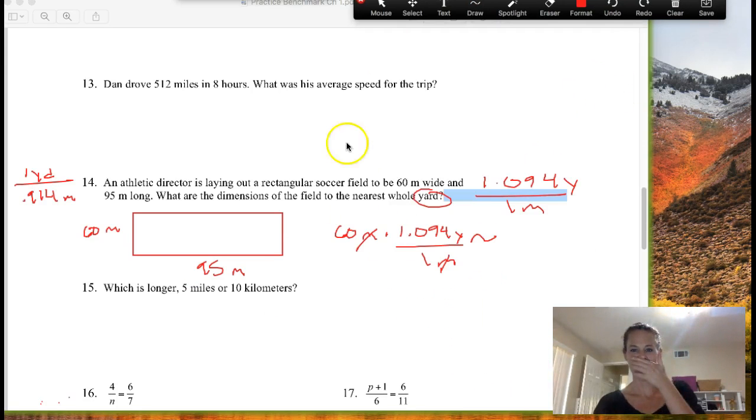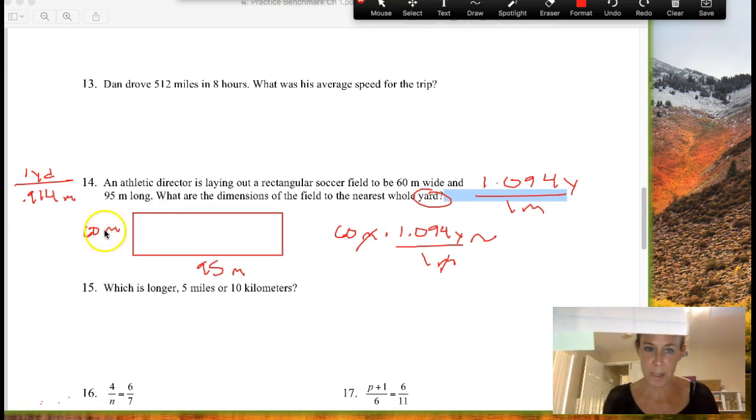Okay guys, looking at this one: an athletic director is laying out a rectangular soccer field to be 60 meters wide and 95 meters long, like I've drawn here. What are the dimensions of the field to the nearest whole yard? If you don't know conversions from meters to yards, just Google that, because you do have to do the conversions here. Depending on which way you Google, 1.04 yards is 1 meter, or 1 yard is 0.914 meters, and you can see both of these are close to 1 because a yardstick is about the same length as a meter stick.